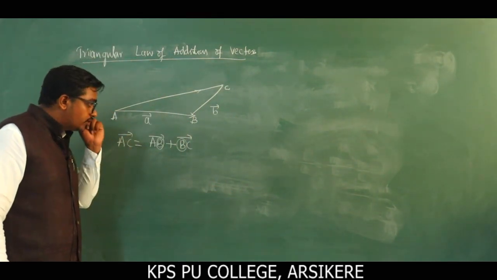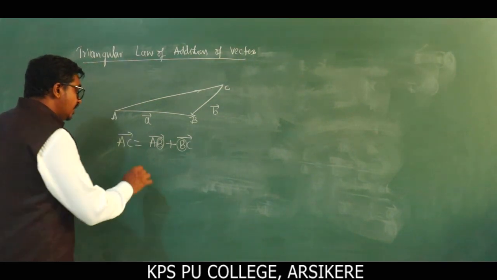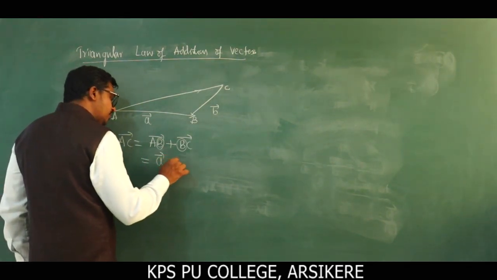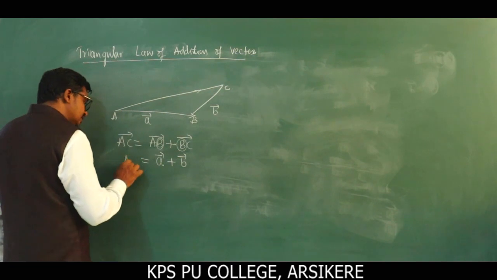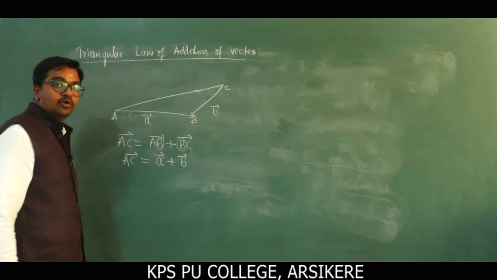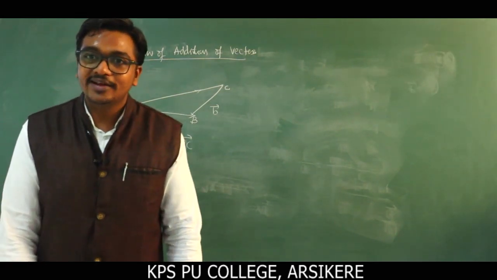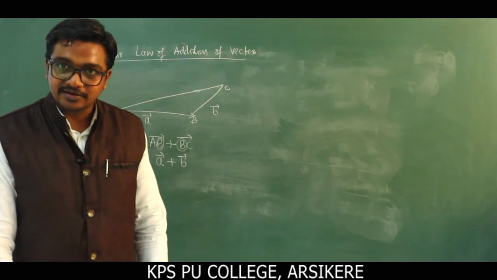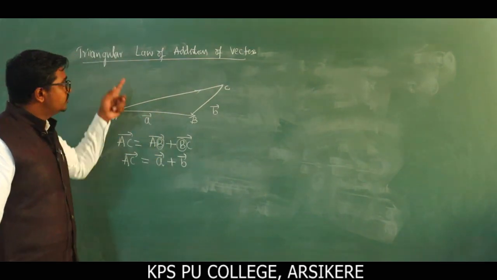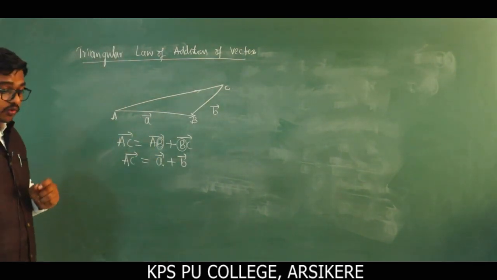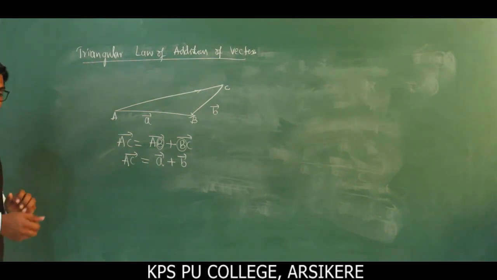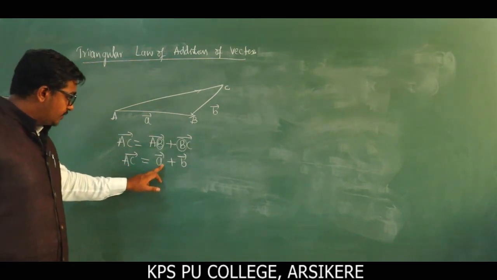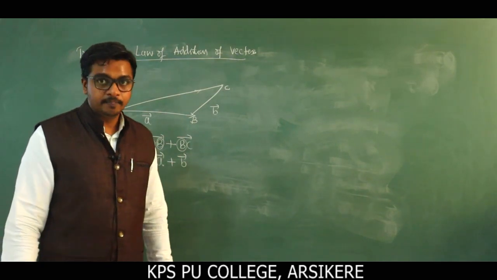Vector AC is equal to vector AB plus BC, where AB represents vector a and BC represents vector b. This is the sum of two vectors. Vector AC is equal to vector a plus vector b. This is the sum of two vectors using the triangular law of addition of vectors.